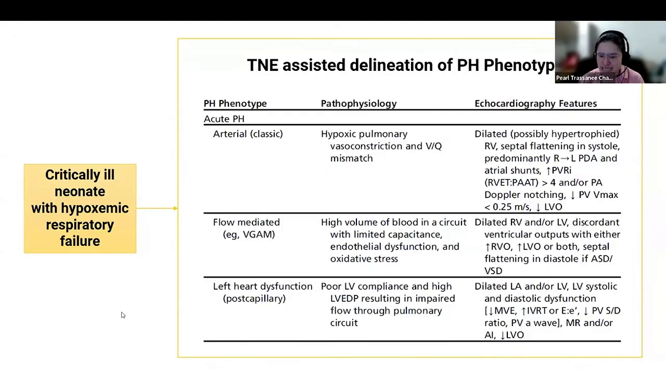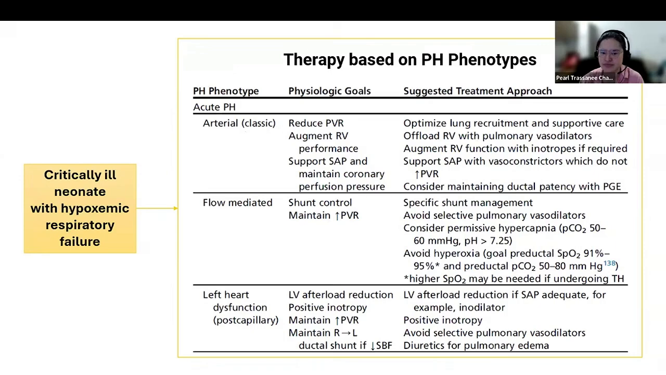For flow-mediated pulmonary hypertension, the RV will be dilated with increased cardiac output that can be discordant depending on the lesions. And for the post-capillary phenotype, you most likely will see a dilated left atrium with left to right atrial level shunt and decreased left ventricular output.